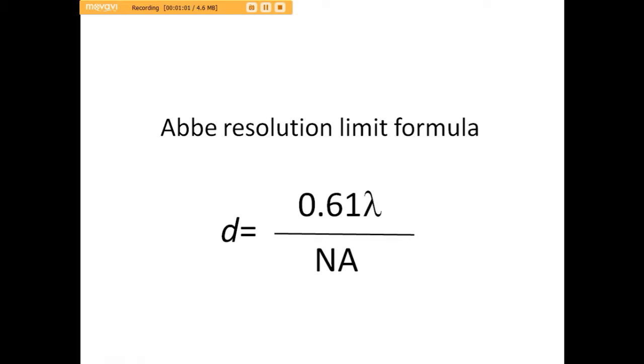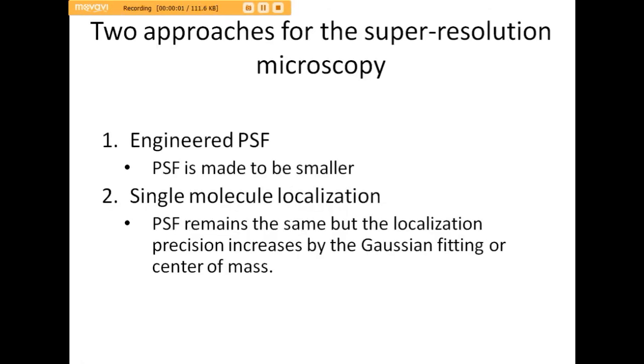So that's why we say that light microscope has a resolution of about 200 nanometers. In the recent decade, however, light microscopes with resolution better than 200 nanometers have become available. These light microscopes are called super resolution microscopes because they can break the Abbe resolution limit.